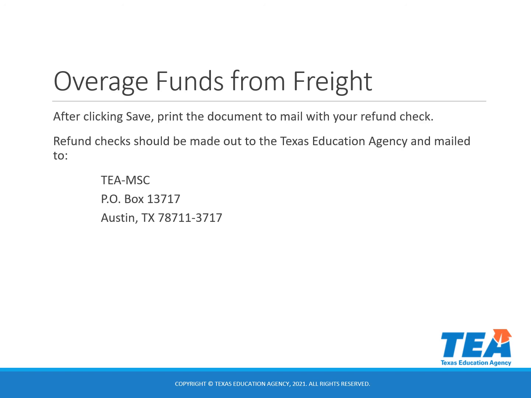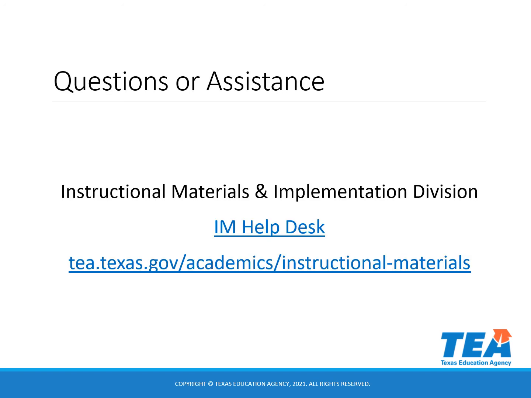Refund checks should be made out to the Texas Education Agency and mailed to this address: TEA MSC at P.O. Box 13717 in Austin, Texas, zip code 78711-3717.